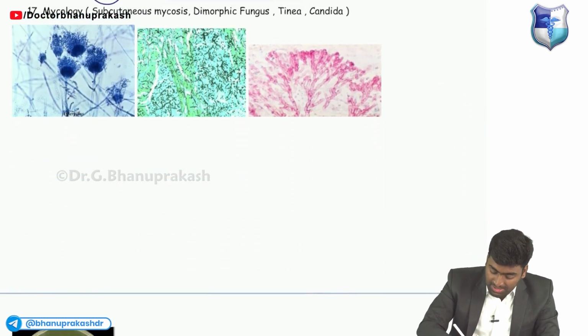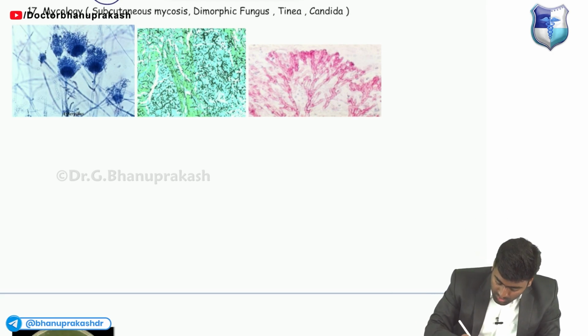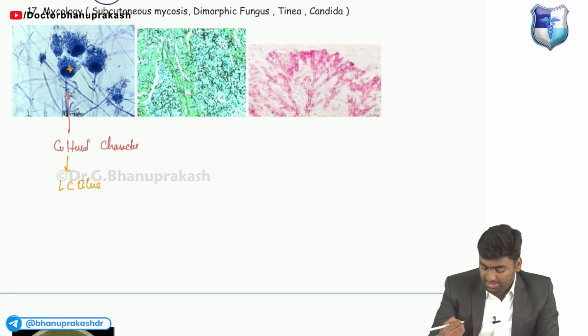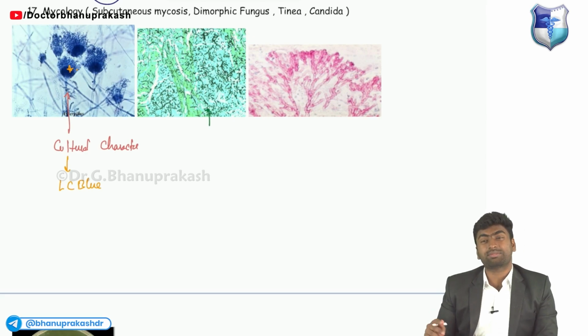Mycology. And first in mycology, we need to know the stain. So to know the cultural characteristics, we will use the stain which is known as lactophenol cotton blue. It is a cotton blue stain. So that's why the organism is blue.